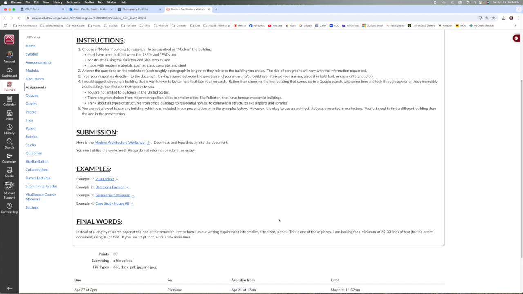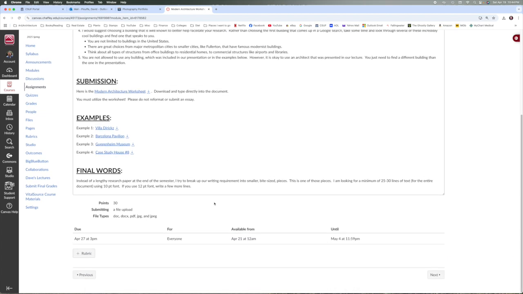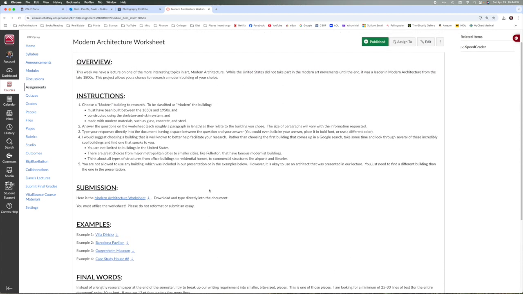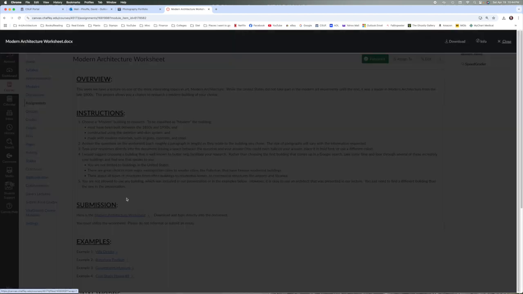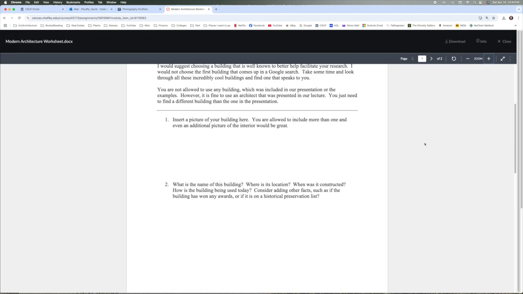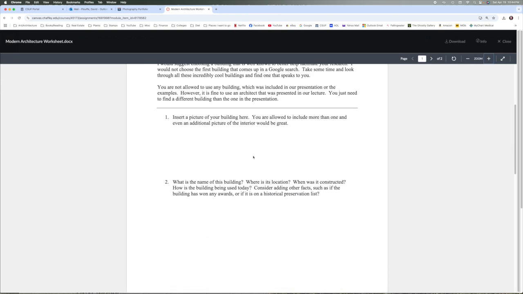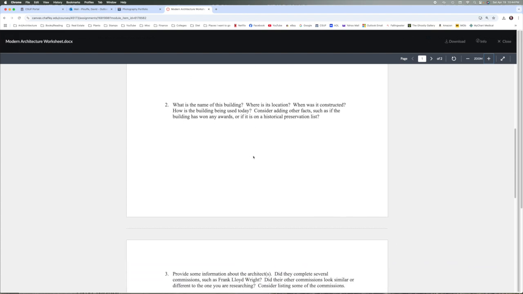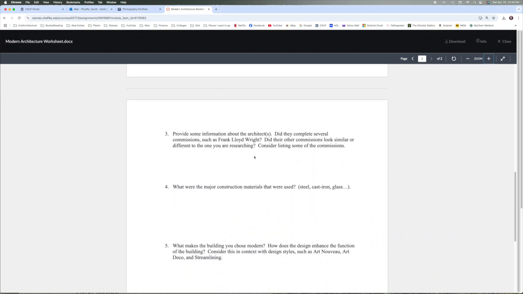There's lots of modern architecture around. And it's worth 30 points. So this is a good sized project. We'll take a quick look at the worksheet here. So the worksheet has you first insert a picture of the building. The next question is more about the name, the location, when it was built, and so on. So kind of all the major facts would go here.